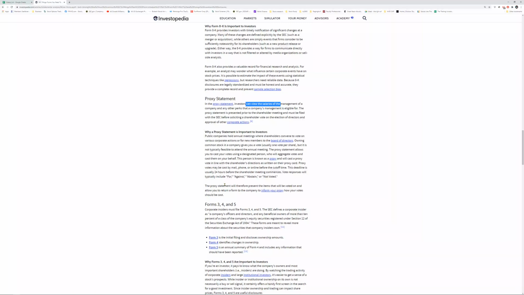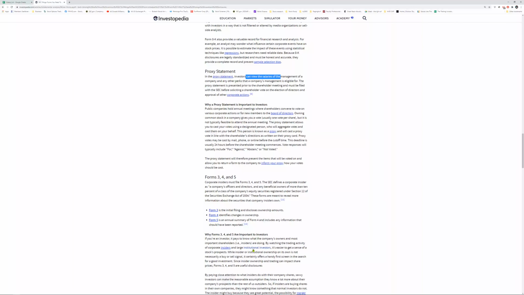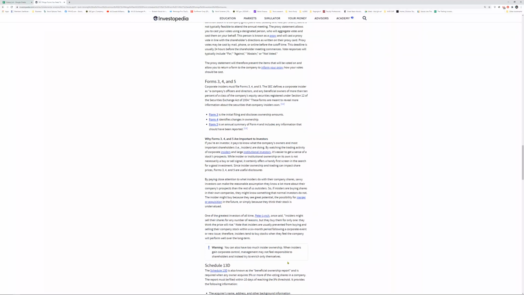Forms 3, 4, and 5. Form 3 is the filing and disclosure of ownership amounts. Form 4 identifies ownership change. And Form 5 is an annual summary of Form 4 and includes any information that should have been reported. Okay. Now you'll see a lot of news time.